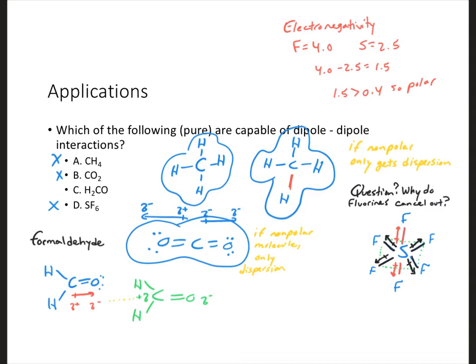Polar molecules can do dispersion forces because everybody can do dispersion forces. They can do dipole-dipole interactions. They can only do the special case of dipole-dipole interactions, which is hydrogen bonds, if you've got a hydrogen covalently bound to an oxygen, a nitrogen, or a fluorine. So you're going to have to run through these molecules and think about the types of interactions that are happening.